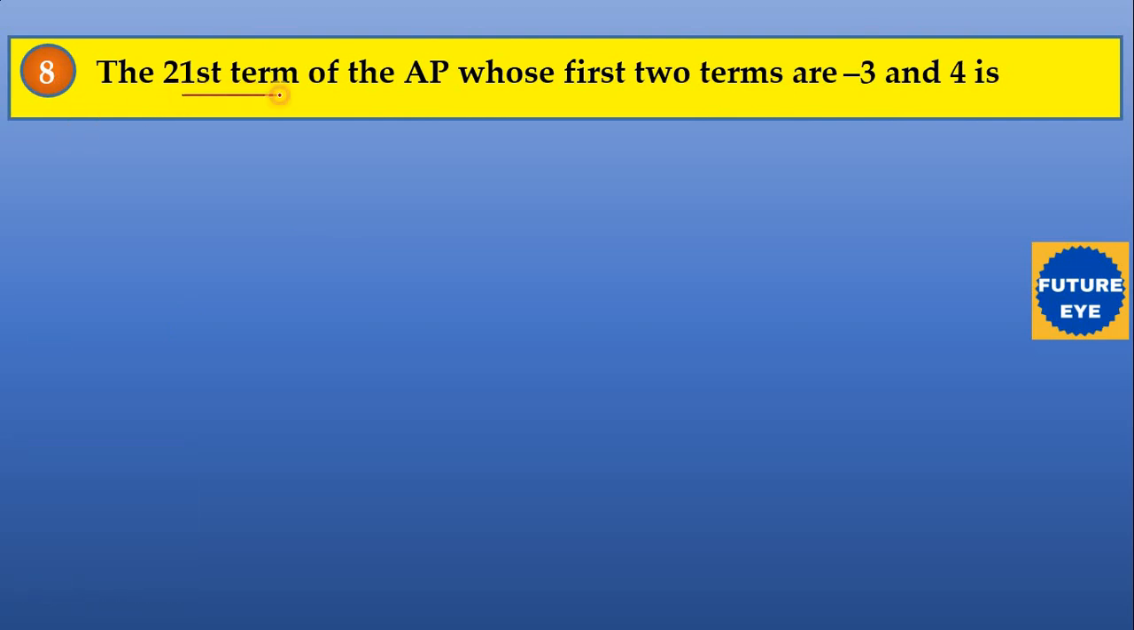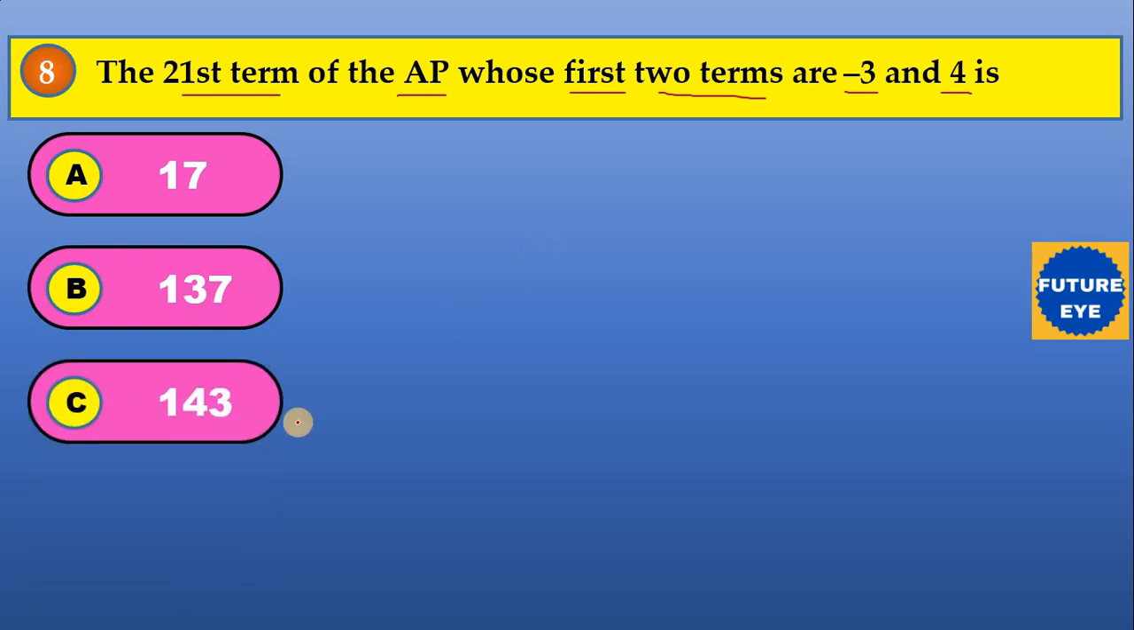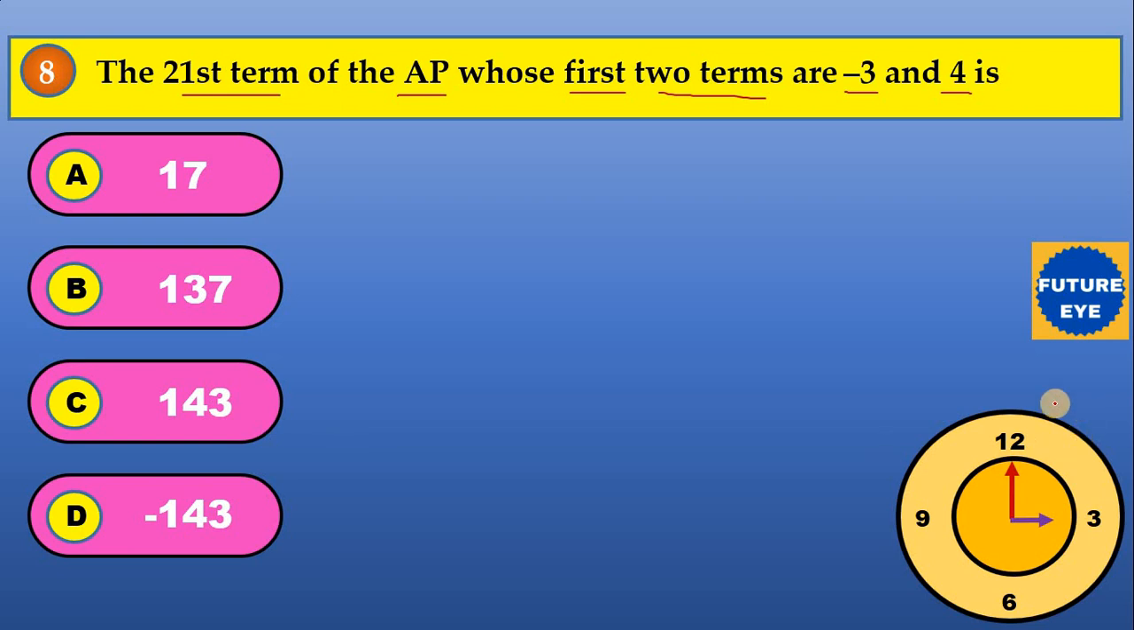The 21st term of the AP whose first two terms are minus 3 and 4 is, options: 17, 137, 143, minus 143. Children, your time starts now.